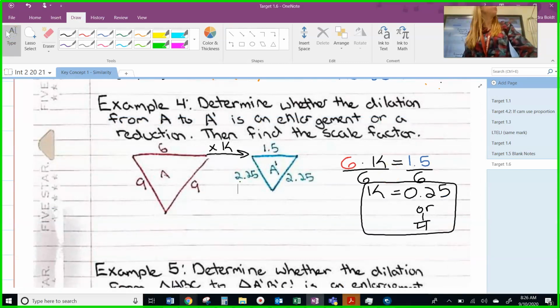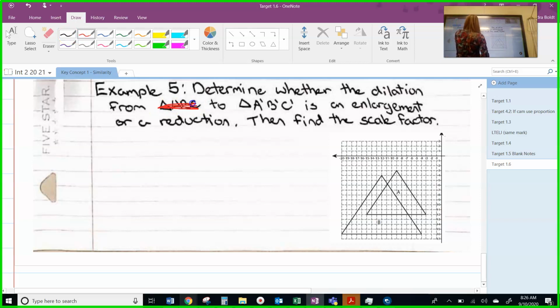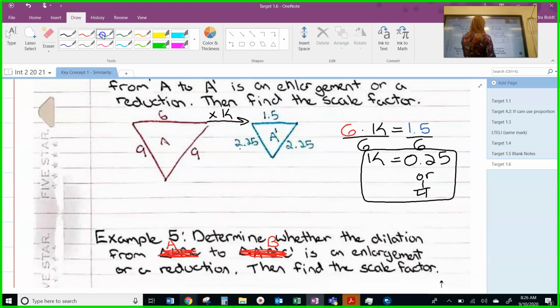All right, one last example. Kind of the same thing, but now we have them as points, right? So determine whether the dilation from triangle A to B is an enlargement or a reduction. Then find the scale factor. That's what we forgot to do up here. We forgot to write our final piece of it saying, oh, my scale factor is 1/4. This is definitely a reduction.